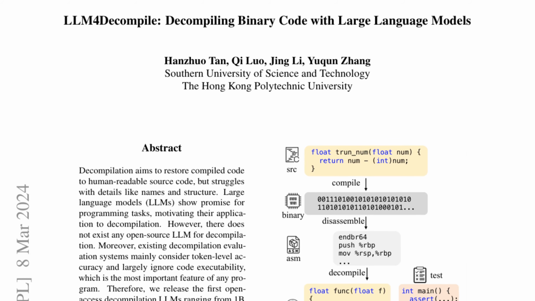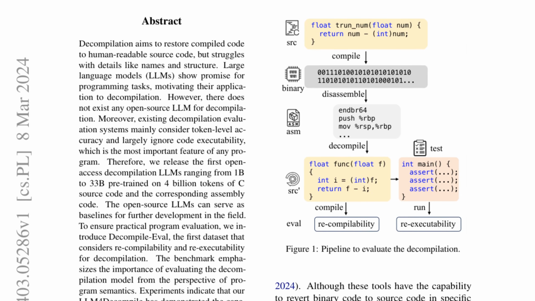LLM4Decompile: decompiling binary code with large language models. Abstract: decompilation aims to restore compiled code to human-readable source code, but struggles with details like names and structure. Large language models, LLMs, show promise for programming tasks, motivating their application to decompilation. However, there does not exist any open-source LLM for decompilation.